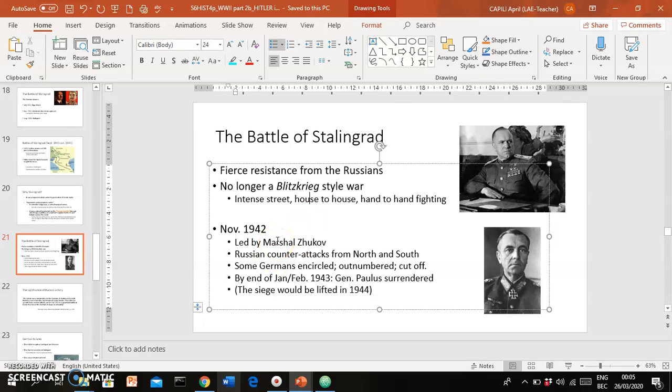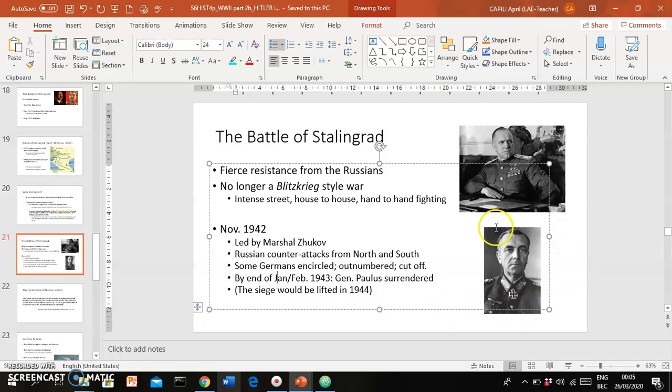But by late 1942, the Russians, led by Marshal Zhukov, pictured here, would launch a counterattack, and Zhukov would launch a pincer movement, meaning a two-pronged, two-directional movement from the north and the south. The south attacking the city, encircling some Germans. The Germans would then be outnumbered. They would be cut off from the rest. And so the situation would become dire for them.